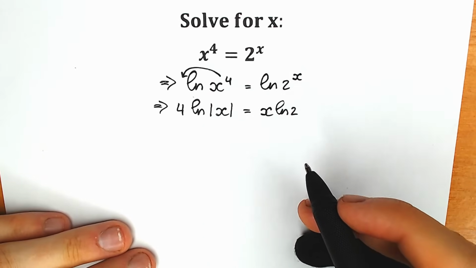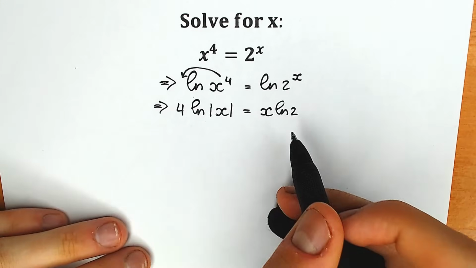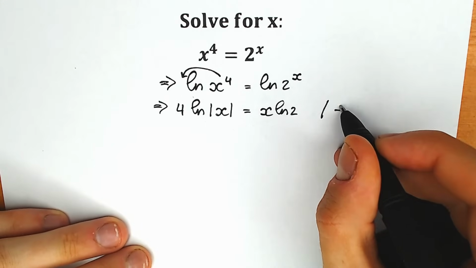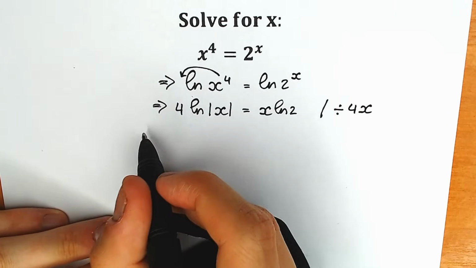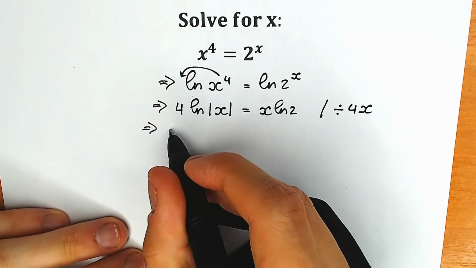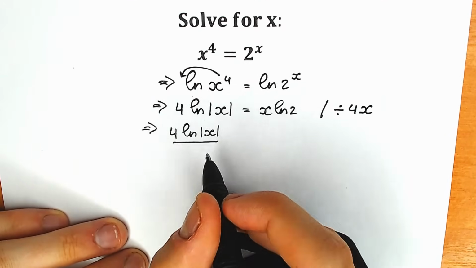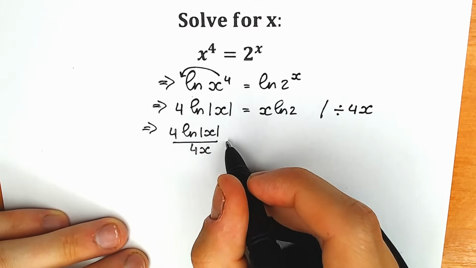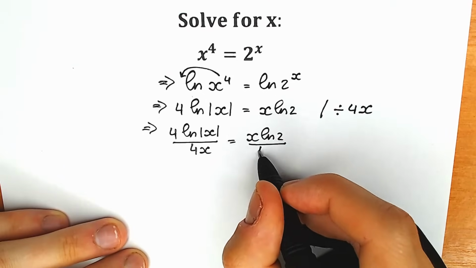Right now let's group our variables on the left side and our constant on the right side. For this, let's divide both sides by 4x. Okay, let's see what will happen. When we divide our left side, 4 natural log absolute value x, by 4x, and our right side, x natural log 2, by 4x.